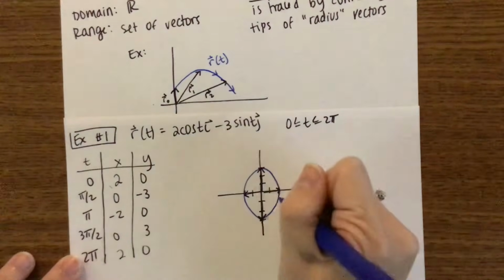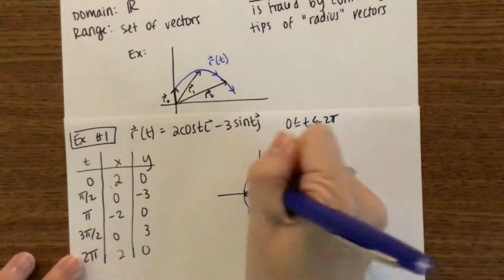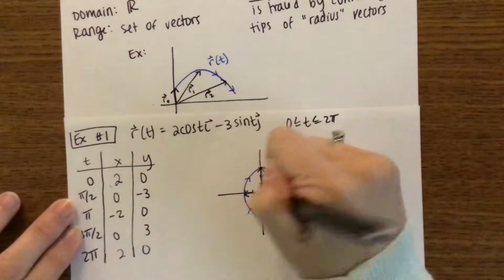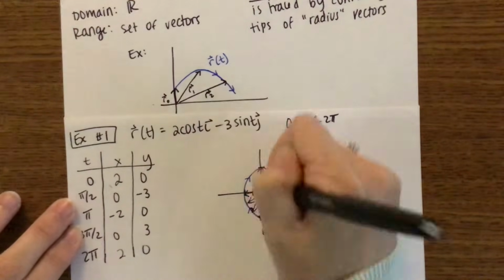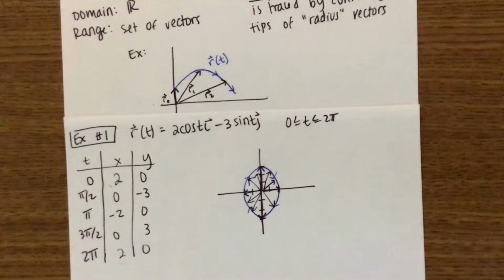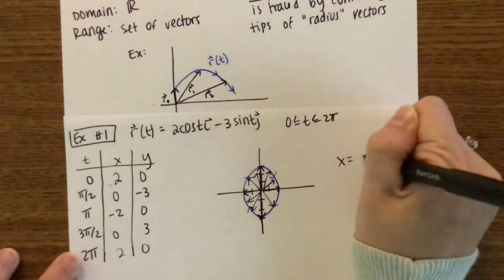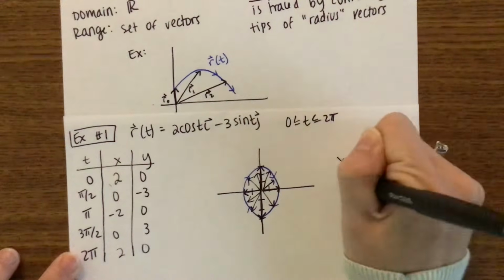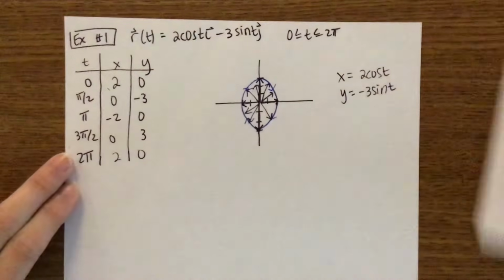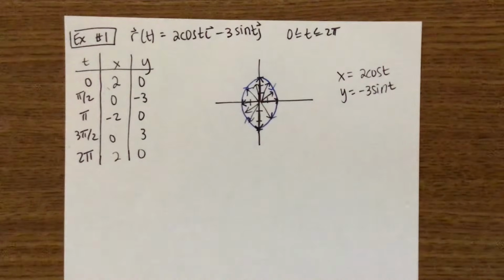You have to show the orientation, so we started here, heading this direction. Now, remember that those are just the radius vectors that we chose. If we plugged in other values, there might be a radius vector there, and there, and there, etc. So do we get how this works? If you wanted to think of it parametrically, it would be x equals 2 cosine of t, and y equals negative 3 sine of t. So that's the same function, just represented parametrically.